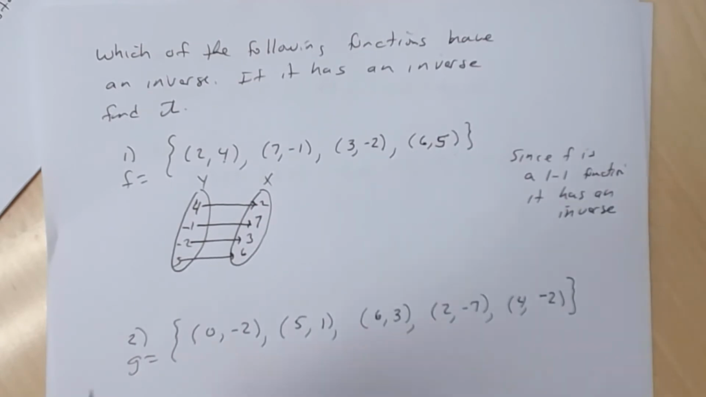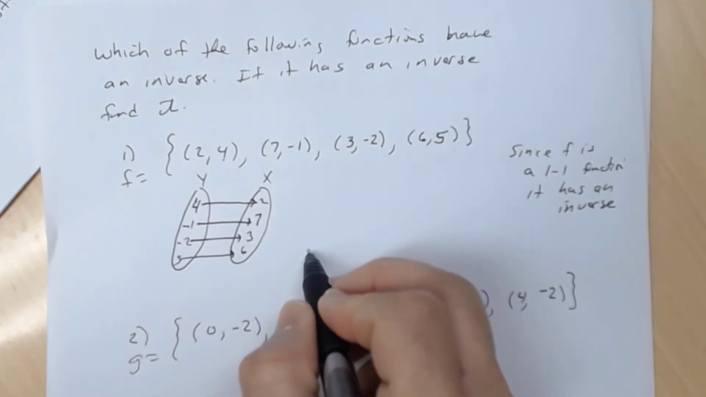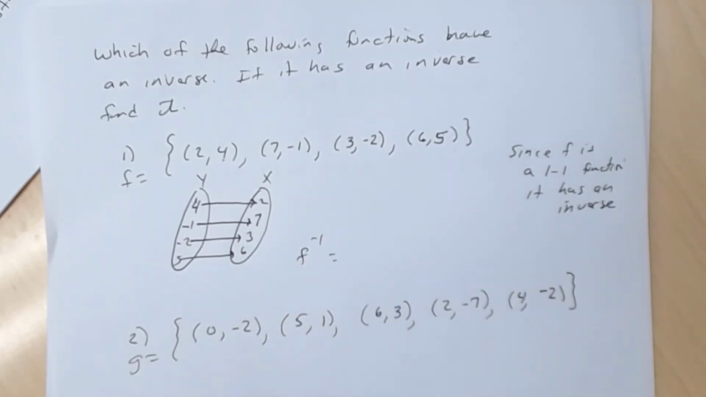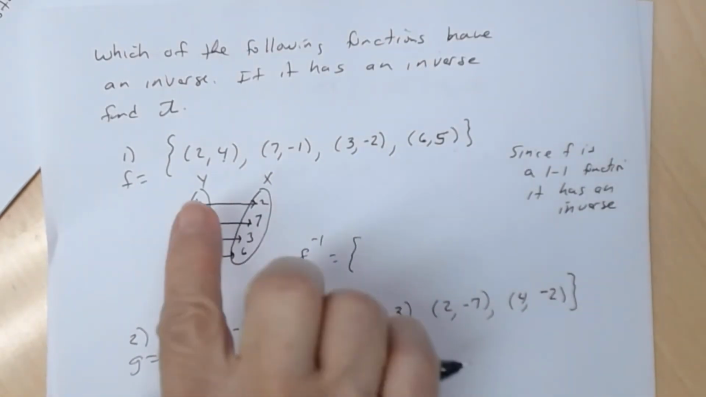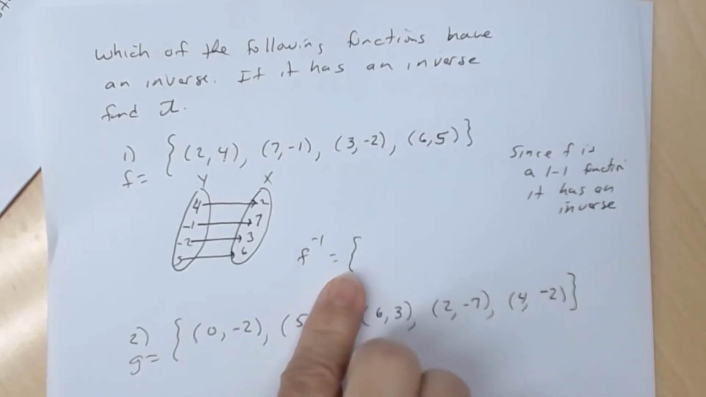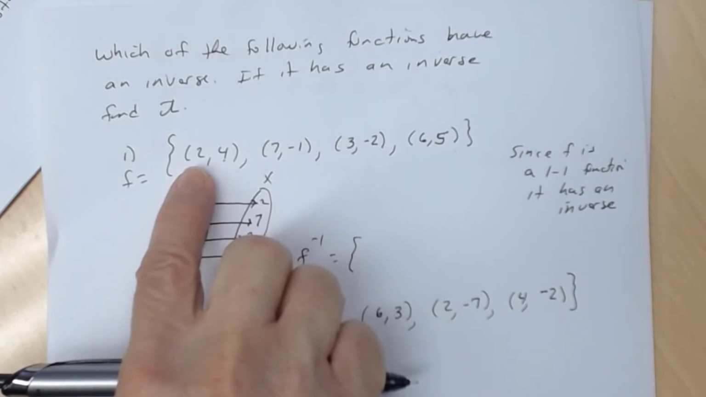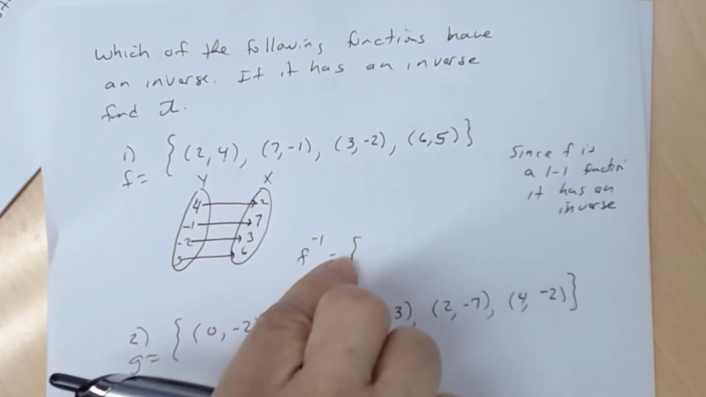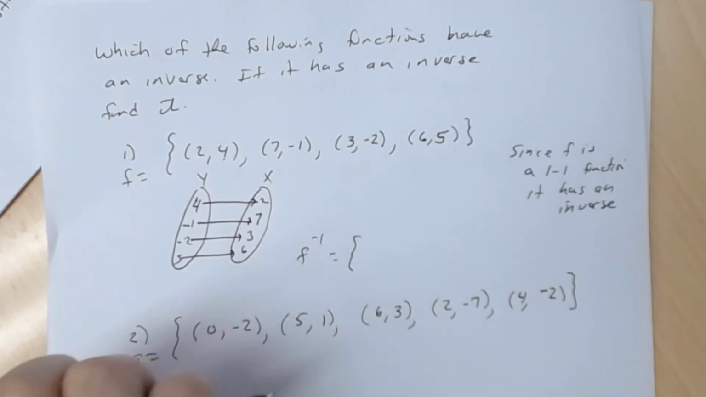So let's find it. We're going to call it f inverse, just like this. That's all you do. Just say f inverse. And so the ordered pairs, let's see, 1, 2, 3, 4. There are 4 ordered pairs here. It's going to be 4 ordered pairs here. So how do you find the inverse? Well, remember, x becomes y, y becomes x.